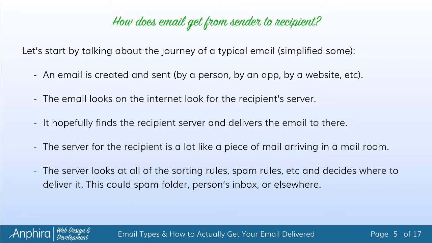This email looks into the internet to find a recipient server. So it wants to know where it can deliver this message to. Hopefully, it finds the server and delivers the email to the server. The server for the recipient then acts a lot like a mailroom, and the email coming into it gets sorted based on a set of rules, also known as filters. Using these rules or filters, the server then delivers it to someone's inbox, someone's spam folder, or somewhere else.